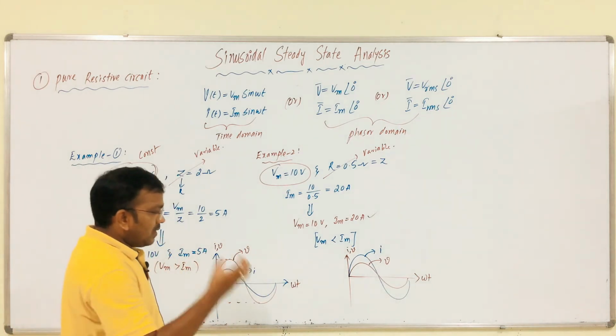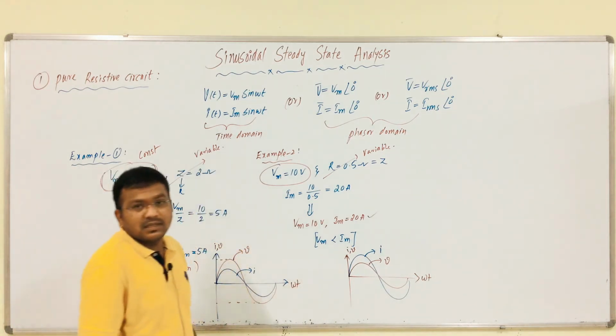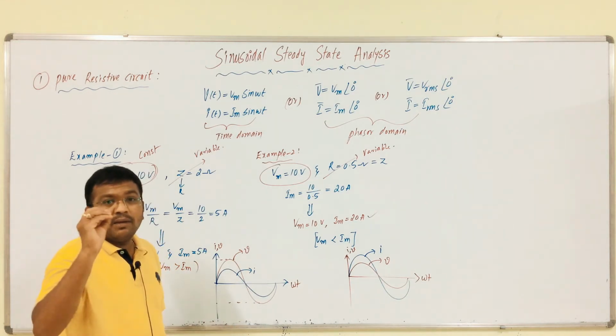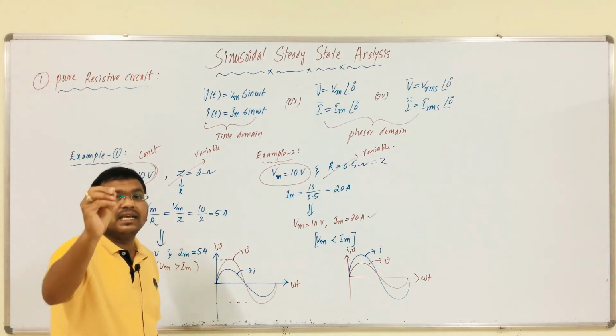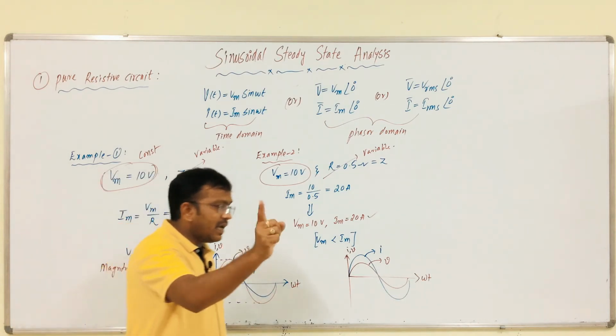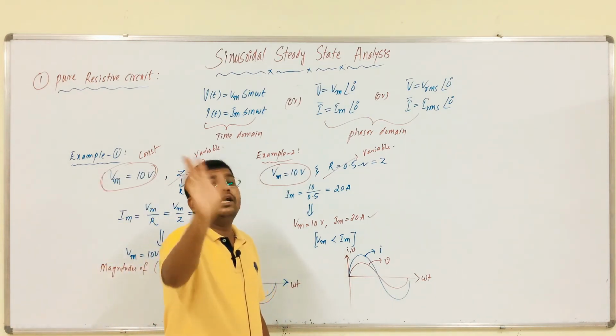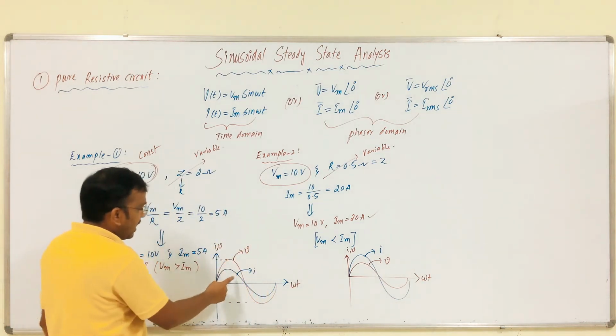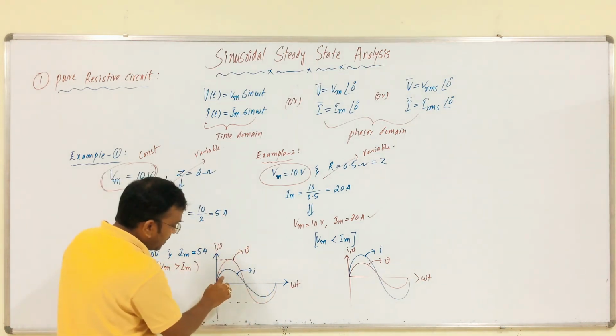So, the total waveforms we are drawing here are totally based on the impedance which is present in the circuit. Okay. But you have to concentrate more on the phase difference between any two quantities. Here the voltage and current are drawn like this. What is the phase difference between these two?